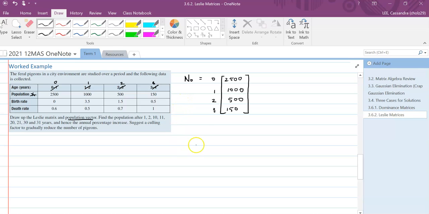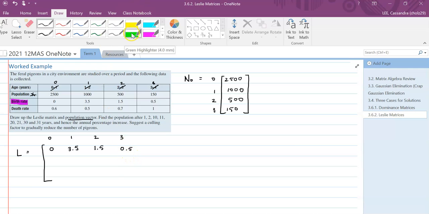The next matrix that we are going to set up is our Leslie matrix, which is a little bit more complicated. Remember, this first row is going to be our birth rate or fecundity rate. Going along the top, we've got our 0 years fecundity rate, then 1, then 2, then 3. In this case, our 0-year-olds on average produce 0 babies each year. Our 1-year-olds, one female on average will produce 3.5 offspring per year. For our 2-year-olds, each female will produce 1.5 offspring per year. And our 3-year-olds will produce 0.5 offspring per female per year.